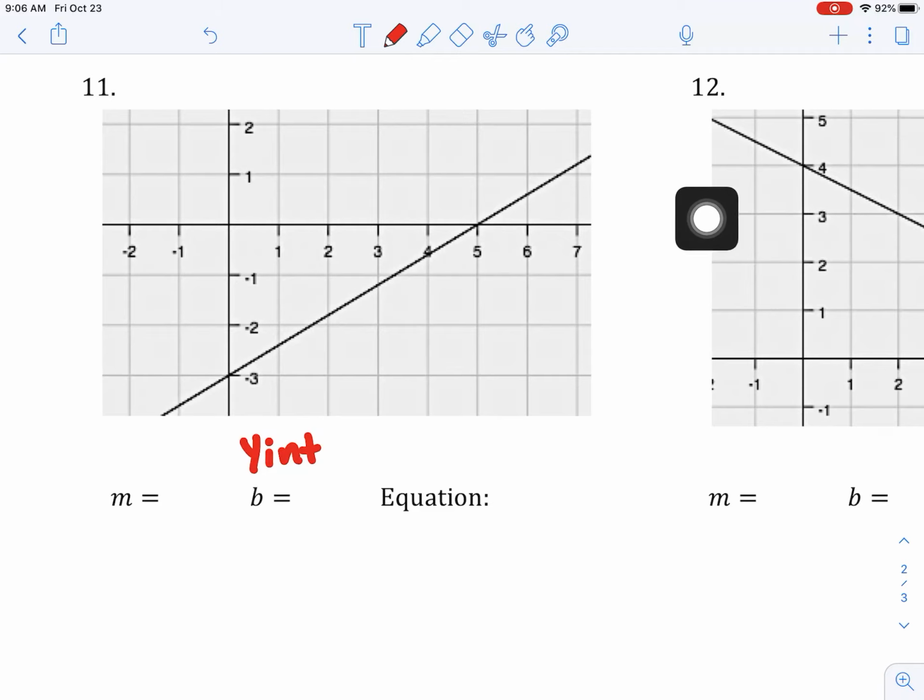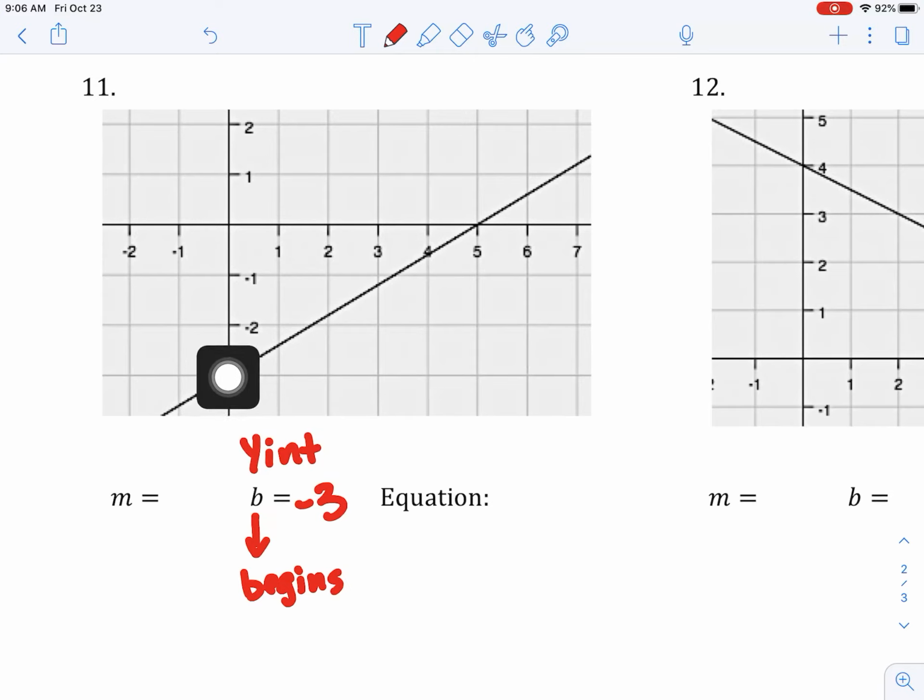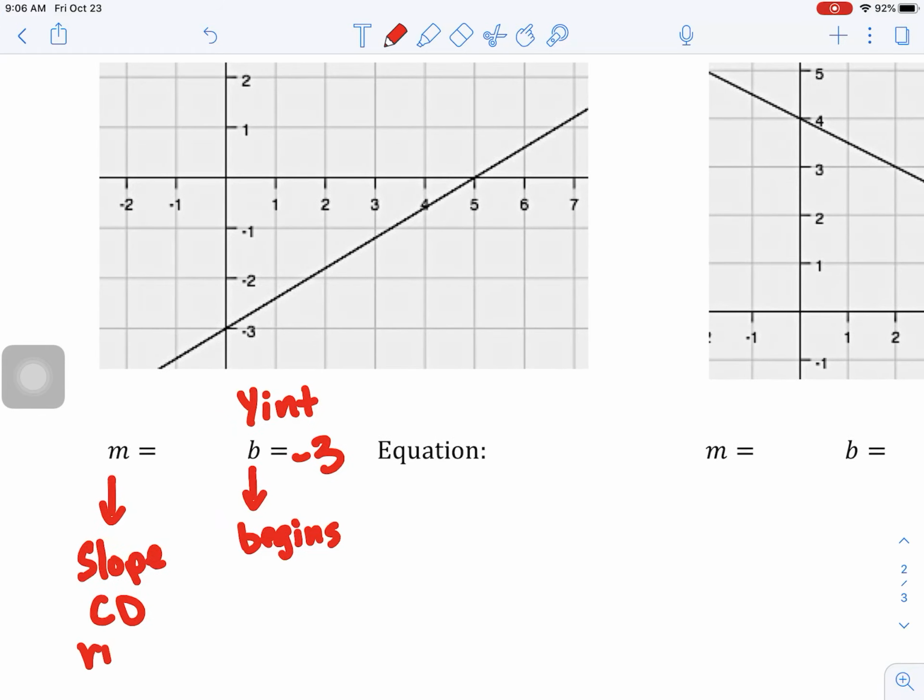So take your pencil and find the y-axis and figure out where the line crosses the y-axis. This line crosses the y-axis at -3. So b is -3. I also like to remember that that's where it begins, a word that starts with B. So b is where it begins at the y-axis. And then m is our slope or our common difference. We find that by doing rise over run.